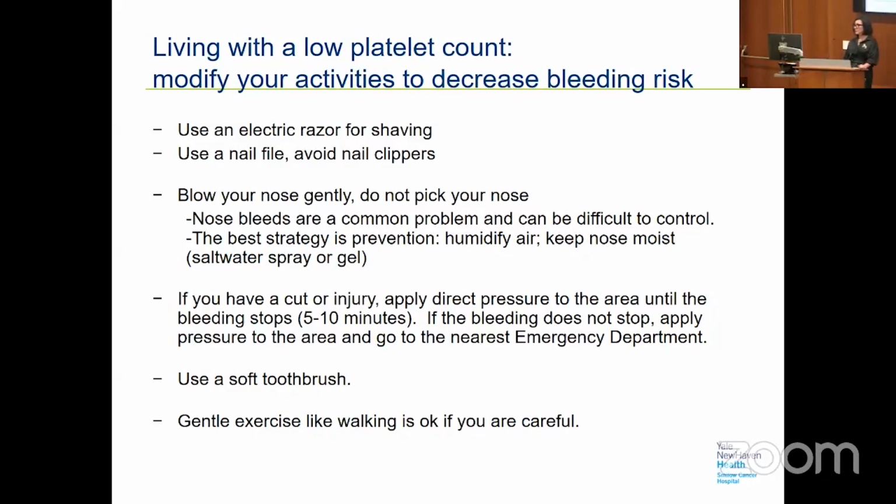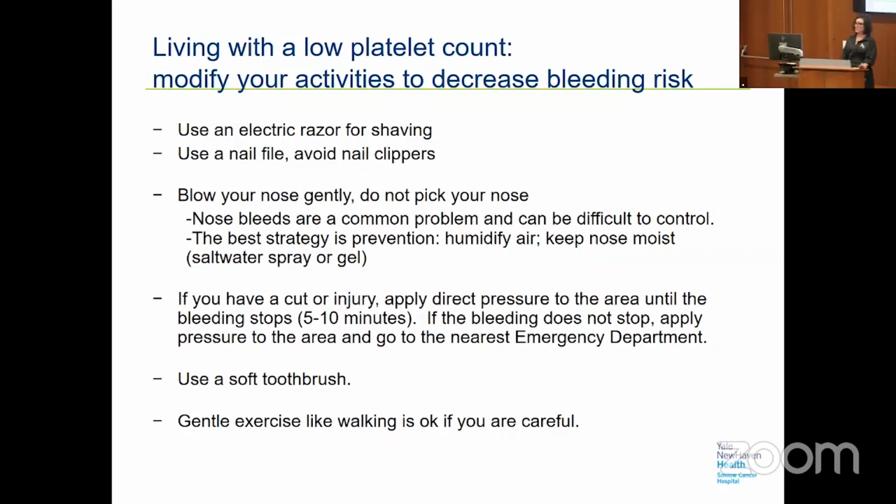Two easy things we can do to decrease the risk for nosebleeds is keeping the air at home humidified, especially in the colder months when we have the heat on, the air can get really dry. So humidifying the air and using nasal sprays like saltwater sprays or gel can also keep the nose moist, and that moisture helps decrease the risk for bleeding.